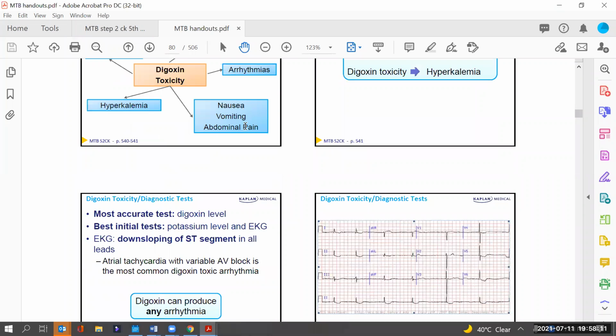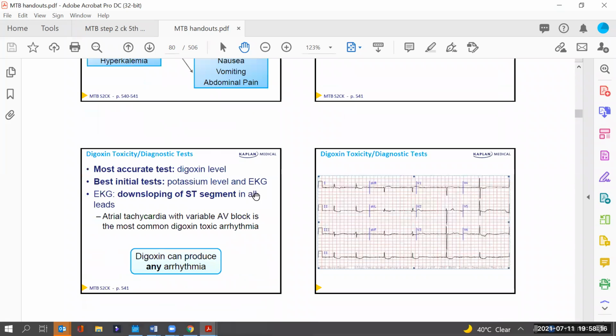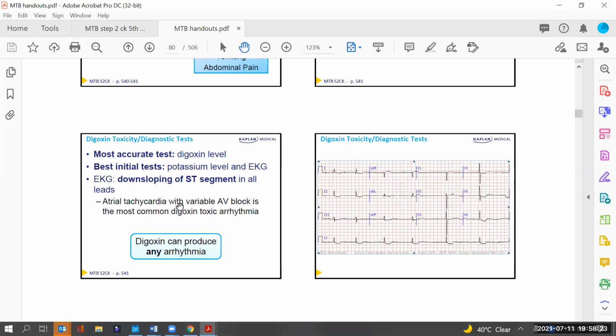So what you will do, you will check the digoxin level. That's the most accurate test. And the best initial test is potassium level. Of course, it will show you hyperkalemia, and you will see ECG. So ECG shows downsloping of the ST segment in all leads. You will see. And again, the third recall, which is very common for digoxin.